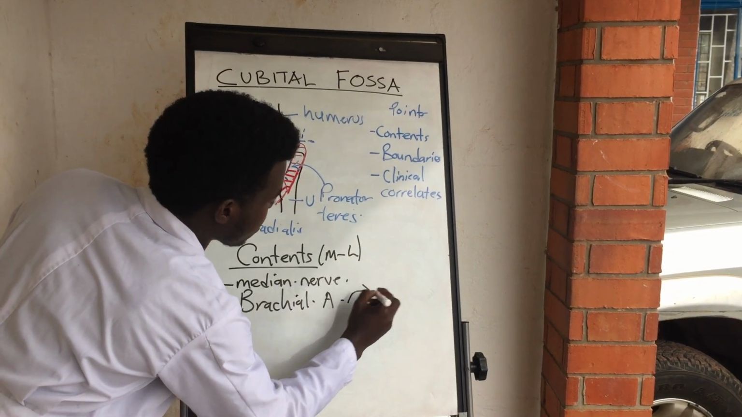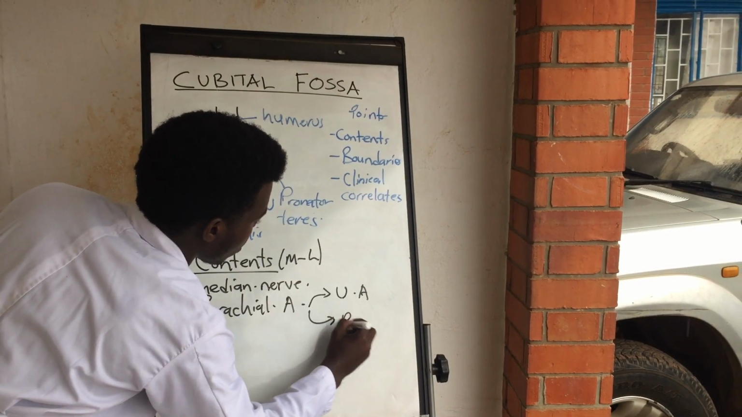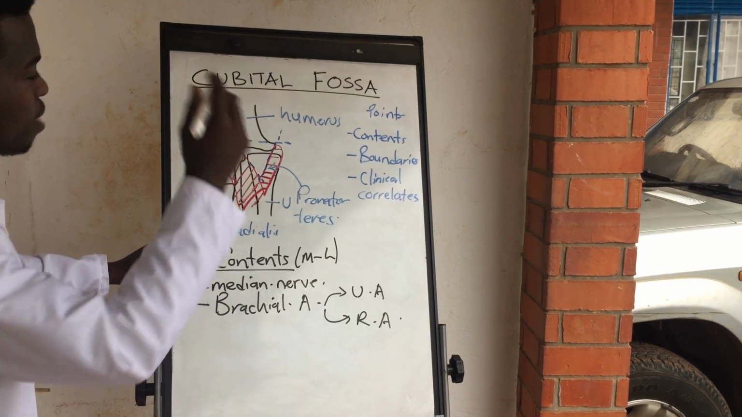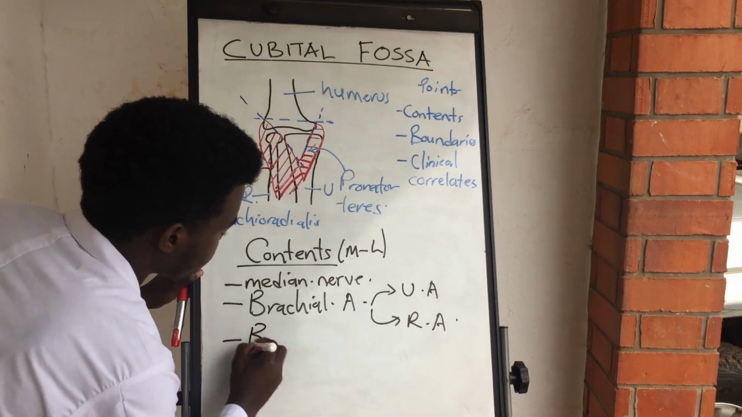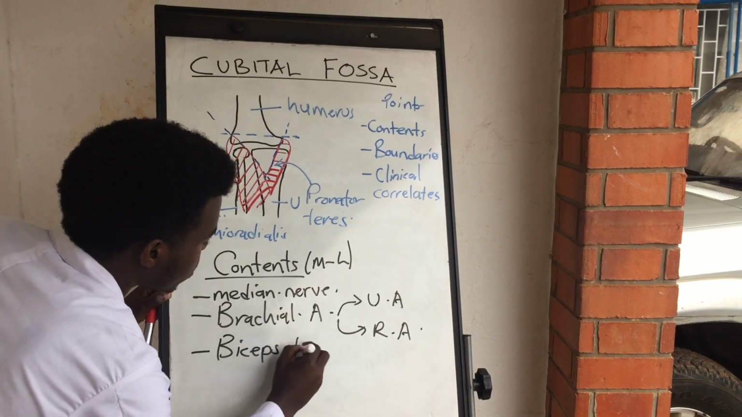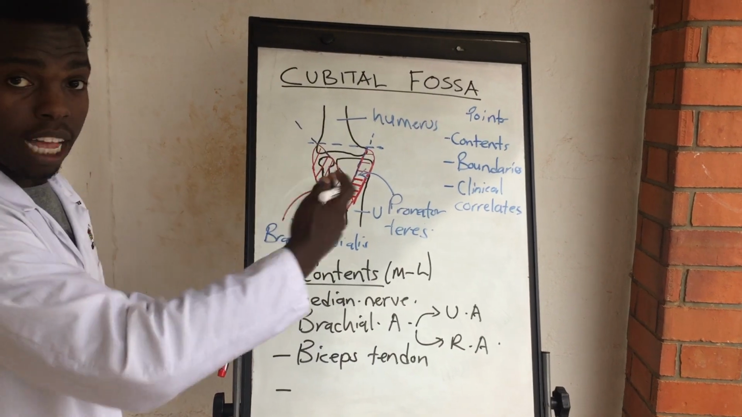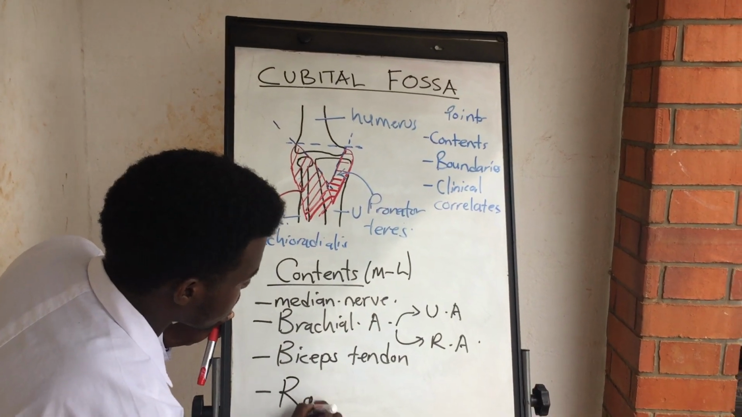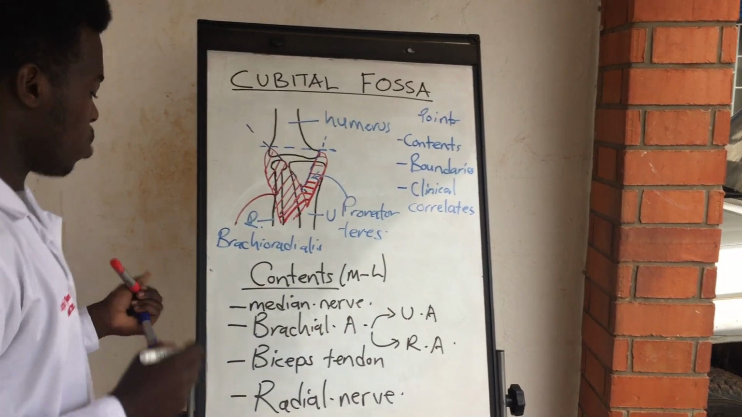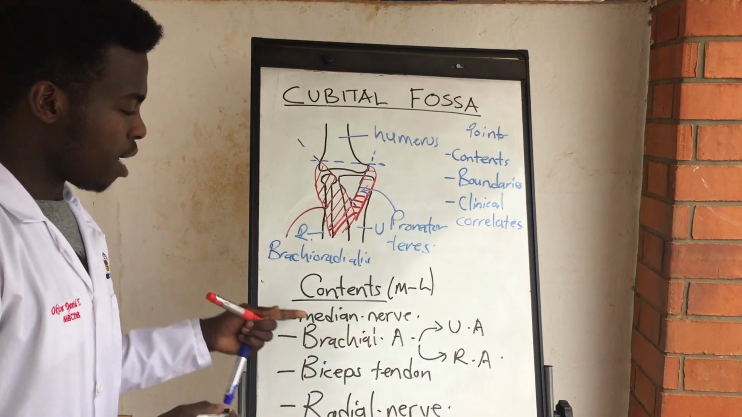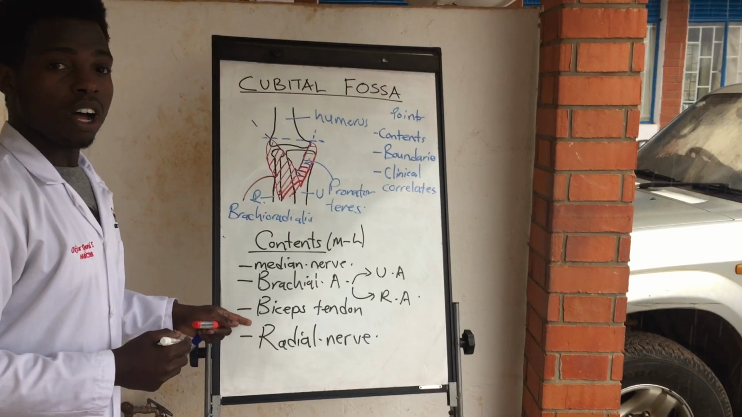That is, first we have the ulnar artery, then you also have the radial artery. Then followed by the tendon of the biceps muscle. Then laterally we have the radial nerve. So we have the median nerve, brachial artery, biceps tendon, and the radial nerve.